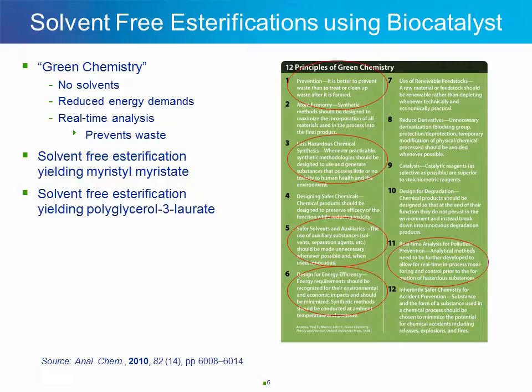For the solvent-free enzymatic esterification yielding polyglycerol 3-laurate, polyglycerol 3 at 50 grams and an equal molar amount of lauric acid were added to the column. The reaction was carried out at 75 degrees C with the enzyme Novozym 435 in the amount of the range of 2.5 to 4%.